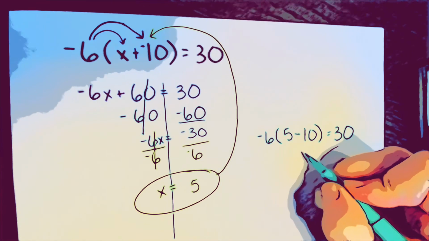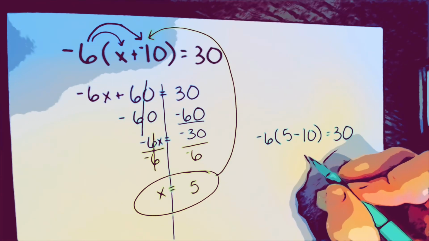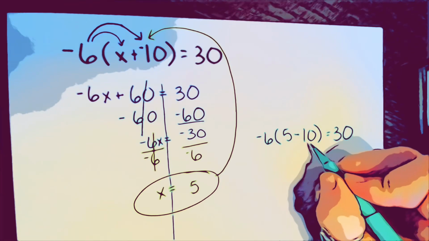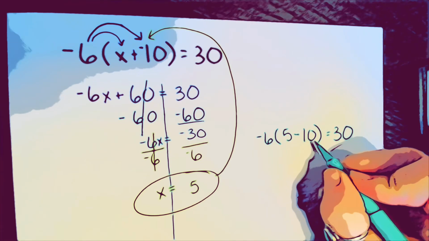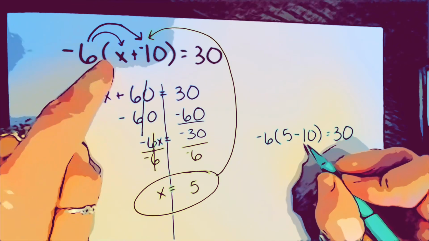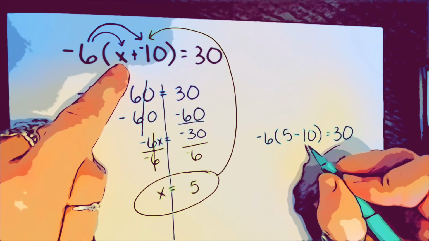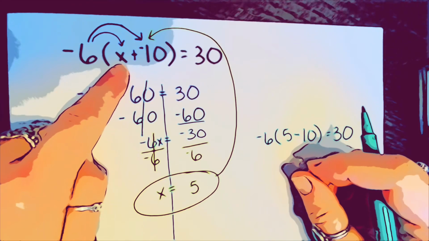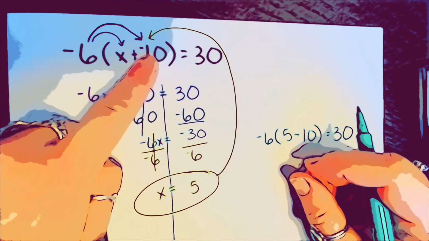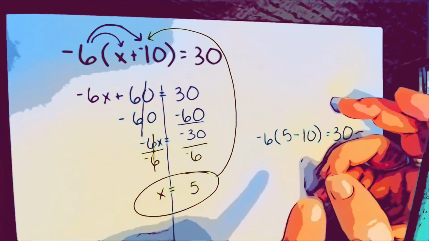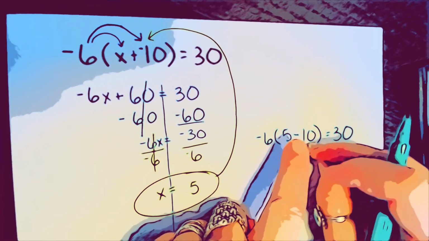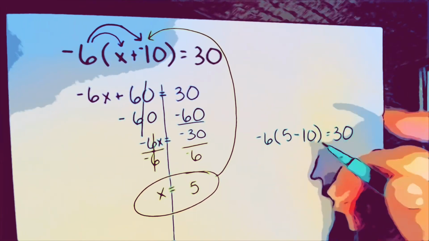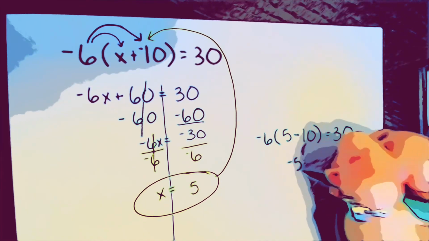So PEMDAS says parentheses first. So we are going to do what is in the parentheses first. And in parentheses, we have 5 minus 10. We can do that here. We couldn't do that before because there was an x. We couldn't take 10 away from x because we didn't know what x is. But now we do. So we can do PEMDAS. We can say what is in the parentheses. 5 minus 10 is -5.